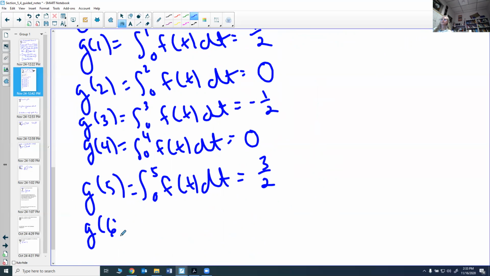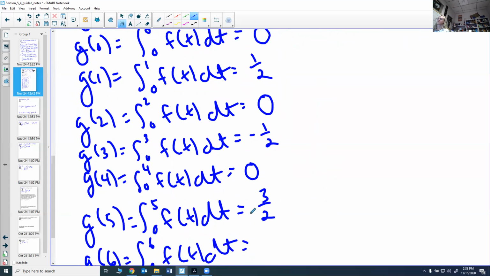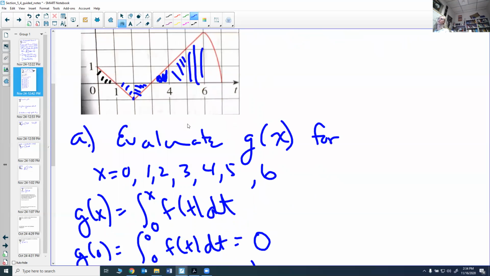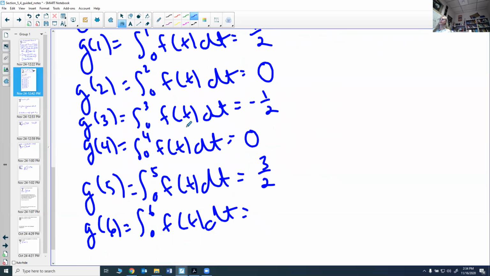G of 6 would be the integral from 0 to 6 of f of t dt. So now it's including this one here. So we had these two canceled, these two canceled. This was 3/2, 1.5 plus 2.5 plus 3.5 plus another half. So we have 4. So this is 4.